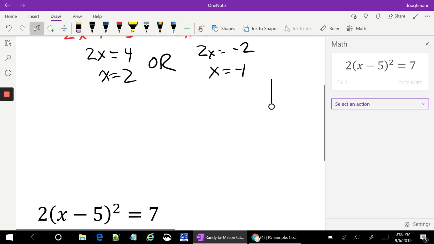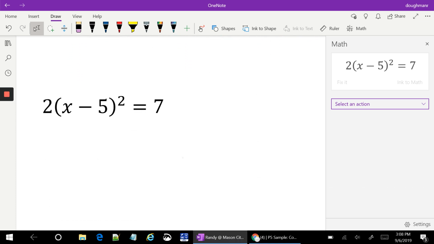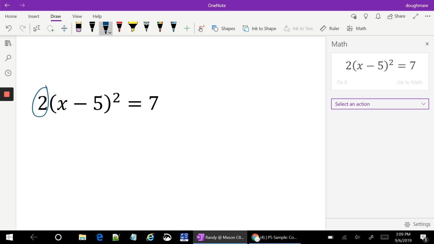One more example. Sometimes they're not going to be given to you very straightforward. Remember, we did not have a number in front here, so we want to get rid of that before we start extracting square roots. So I can simply divide both sides by 2. So I'm left with x minus 5 squared equals 7 halves.